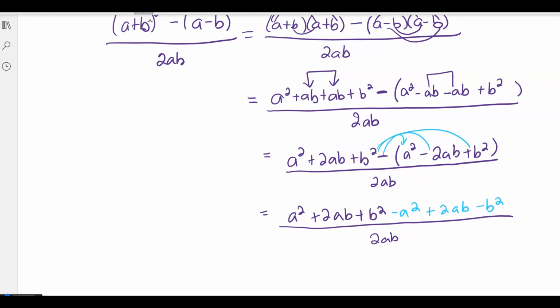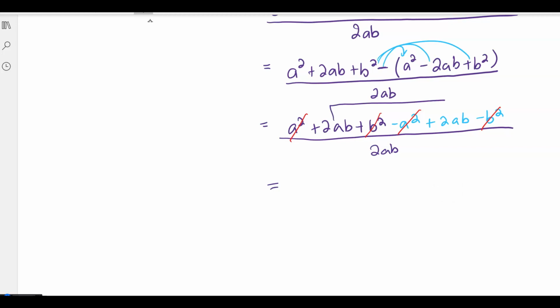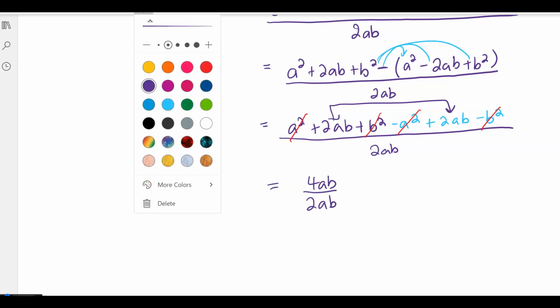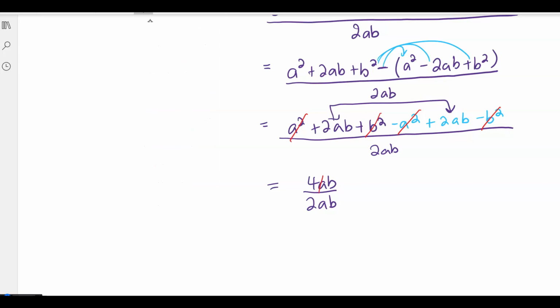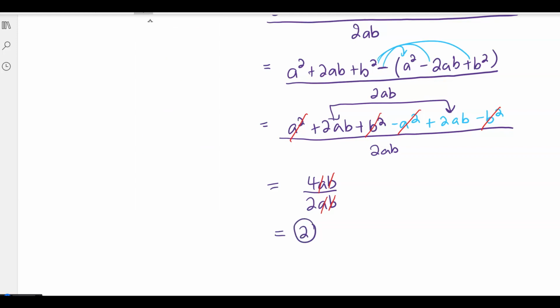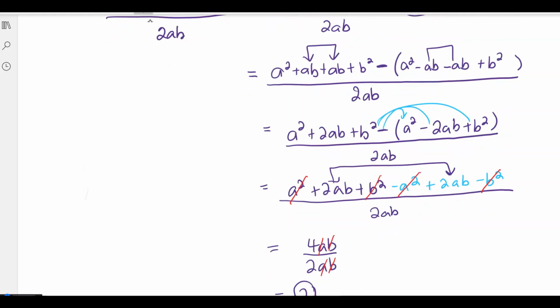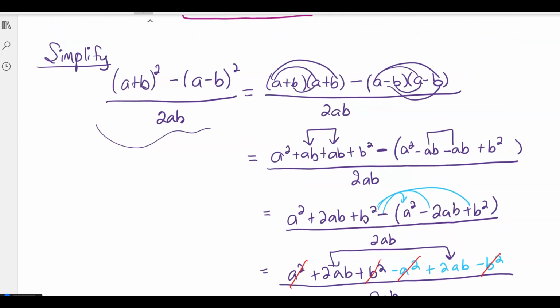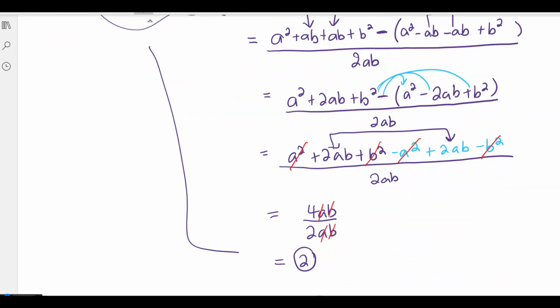Now you can see that we can cancel out the a squareds. Also, the b squareds can cancel out. So we have 2ab plus another 2ab. Those are like terms. 4ab over 2ab. And I like that the a's cancel, the b's cancel, and you're left with 4 divided by 2, which we know is 2. So definitely, that is simplified from all of this all the way down to just 2.